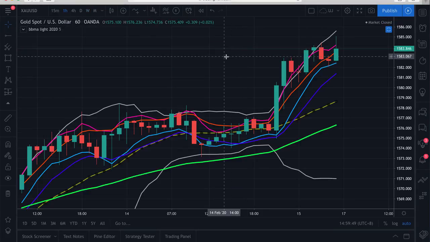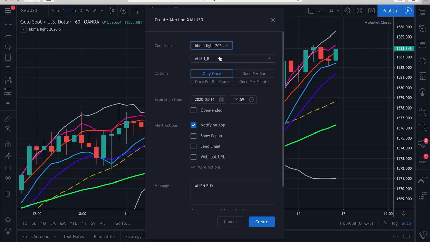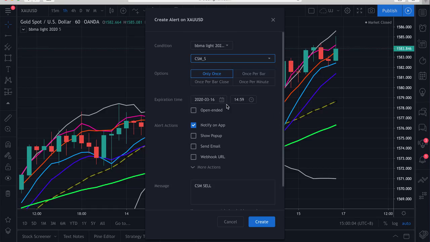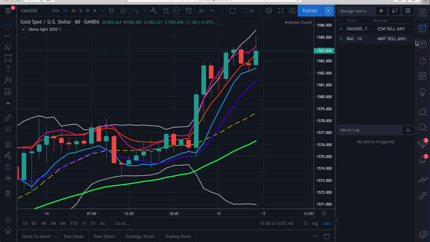CSM sell on H1. So what we can do, we can use the custom indicator that we have. We create alert, okay, and we're going to look for CSM sell at H1. Okay, so we choose once per bar close, and there you go, we created the alert to wait for CSM sell on gold, and we can double check if our alert is already created here. Okay, this is our alert for gold.